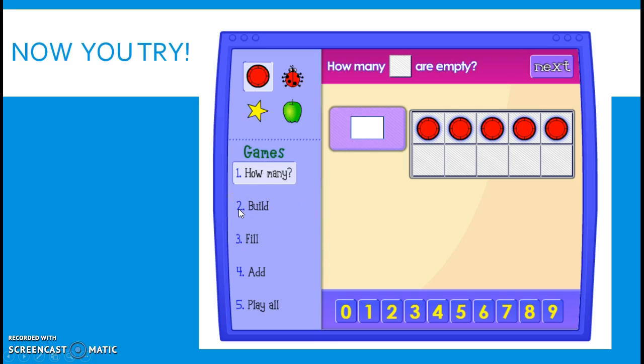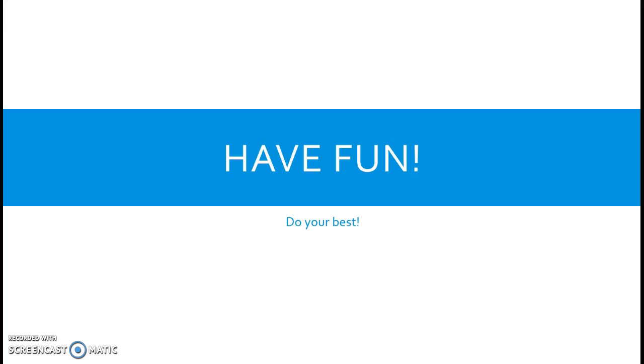This one's called Build. Instead of counting how many chips they give you, they will tell you how many chips to put in the 10 frame. Again, after you finish that game, you can move on to game number 3, which is called Fill. In this game, they are going to ask you how many more chips you would need to fill the 10 frame. Now have fun doing this, and remember, do your best.